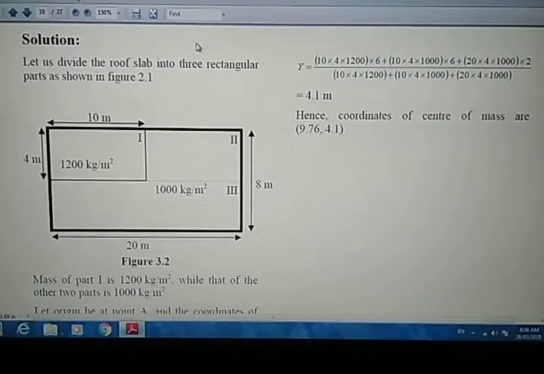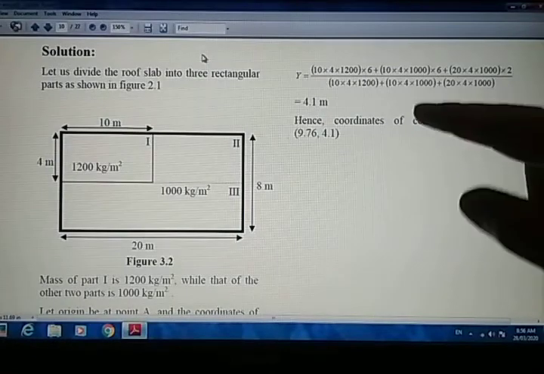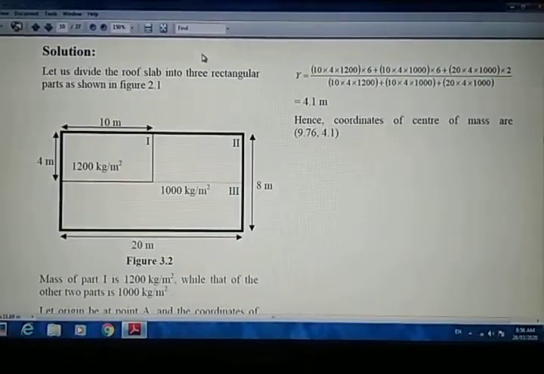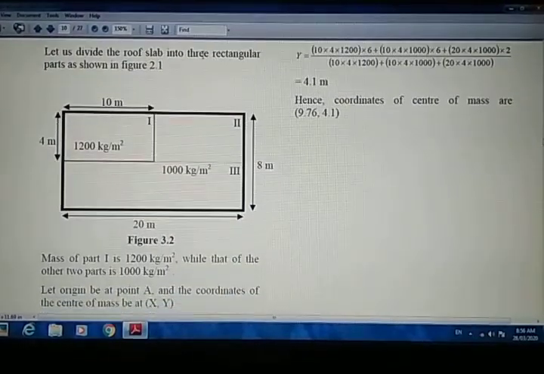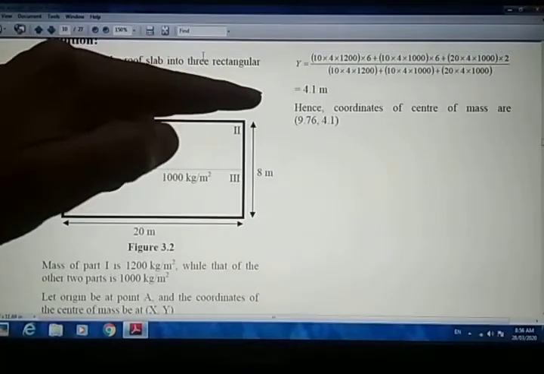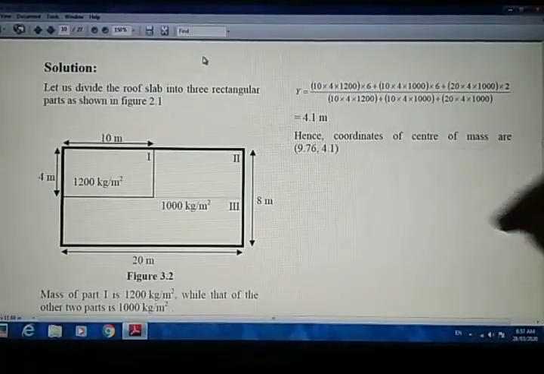So this is all about it. What is the coordinate of the center of mass? That is 9.76 for the x portion, and for the y coordinate 4.1. Thank you.